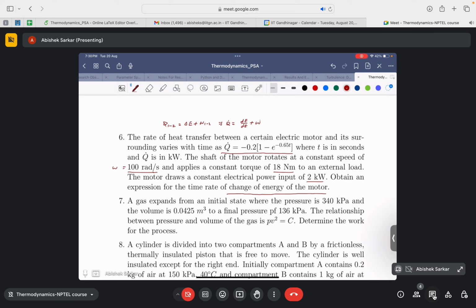Here I'm mentioning again and again that this is 100 radians per second, not to be confused with the RPM or RPS. It's directly the angular velocity omega, because it is in terms of angular displacement, in radians per unit time. So the net shaft work will be actually equal to omega into T, where T is the torque. Let's wait 1 more minute and then we can see the answer.